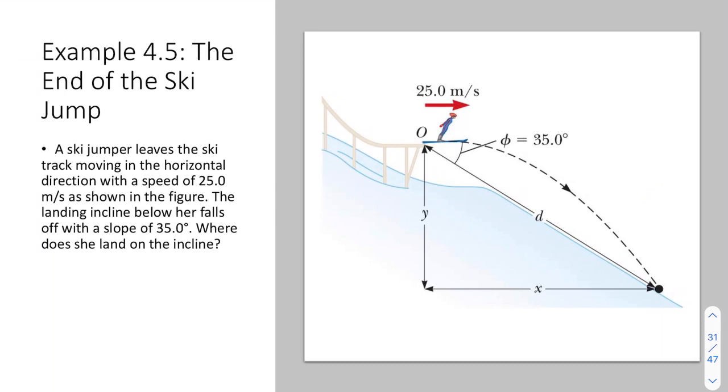4.5. The end of the ski jump. Okay, a ski jumper leaves the ski track moving in the horizontal direction with a speed of 25 meter per second as shown in figure. Okay. The landing incline below her falls off with a slope of 35. So where is the 35? It's here, interpreted here. Where does she land on the incline? Or also the slope is this one.